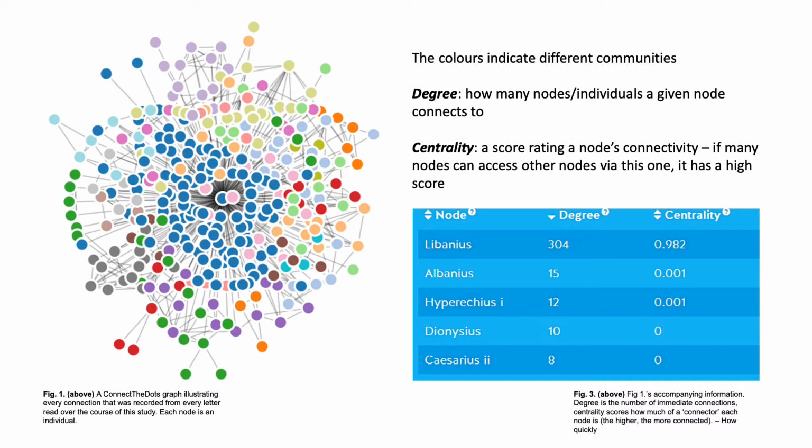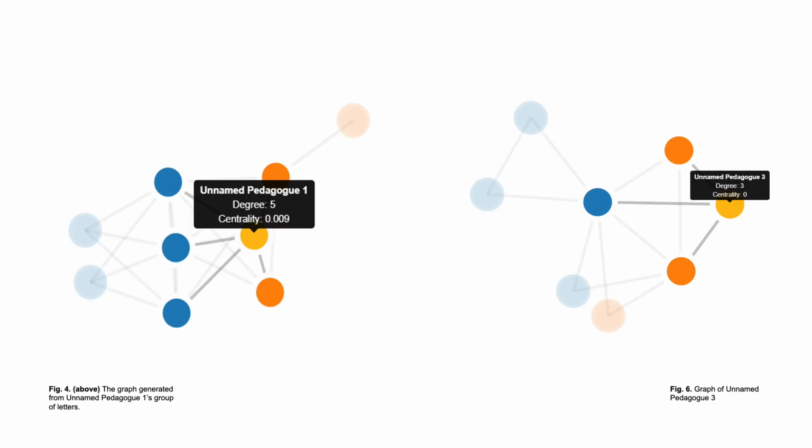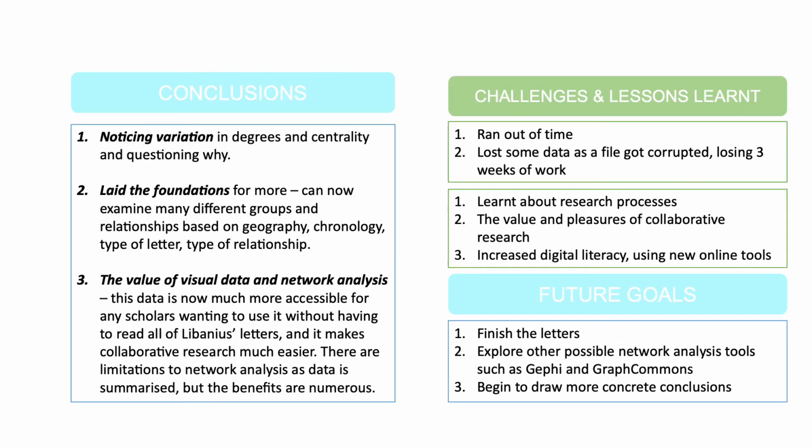That graph on this slide, by the way, is every single relationship I plotted into the spreadsheet in one big graph. But realistically, we'd be looking at these smaller graphs here. These graphs can tell us quite a lot, because we can look at the degree and centrality and begin to question why there are differences. Why are some anonymous pedagogues less connected than, say, named pedagogues? So we began to notice these sorts of variations when we were making our conclusions.